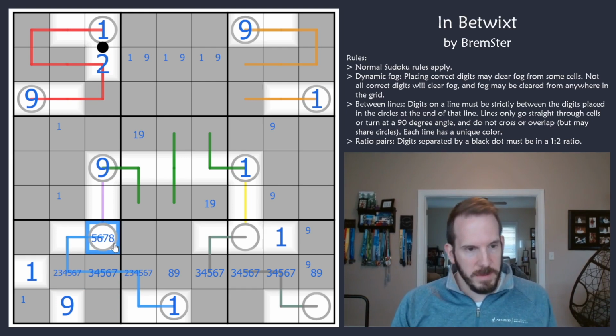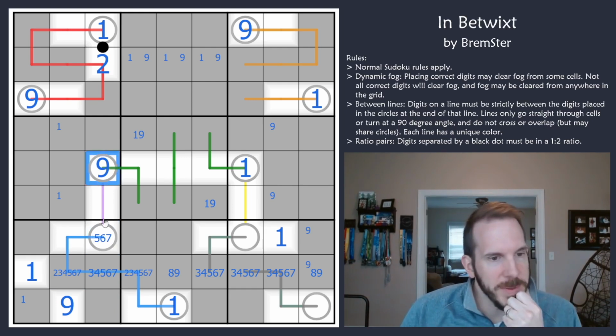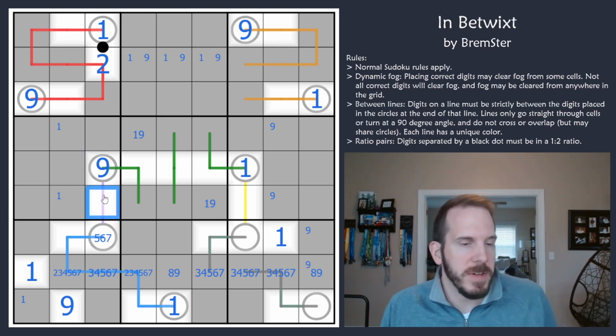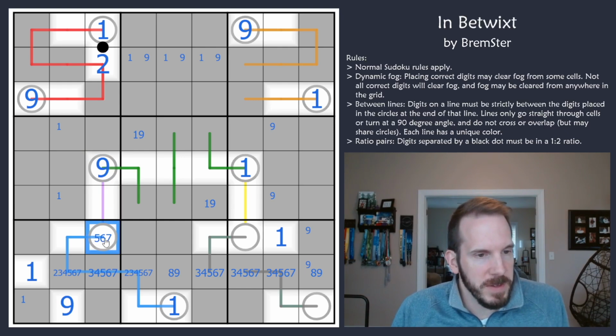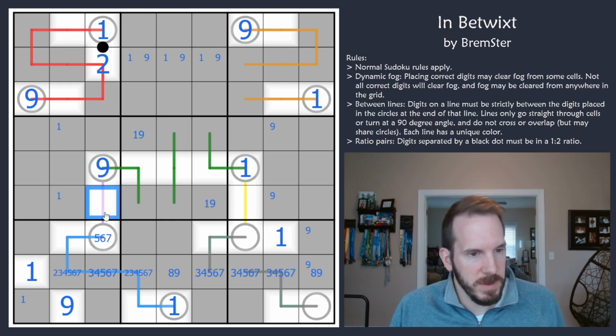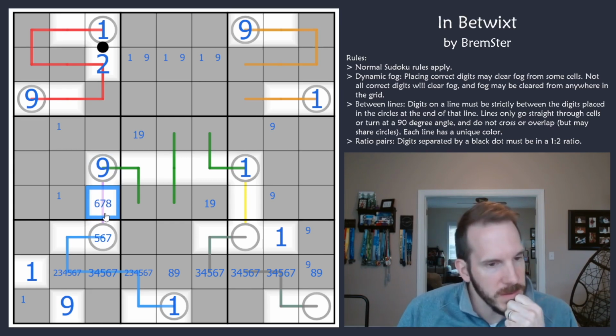And it's not 8. Oh, because of this line. Yeah, so this is an 8. So again, if this was 8, then this would have to be like 8.5, and that doesn't work. So this is 5, 6, or 7. So this is between those. So this is 6, 7, or 8.